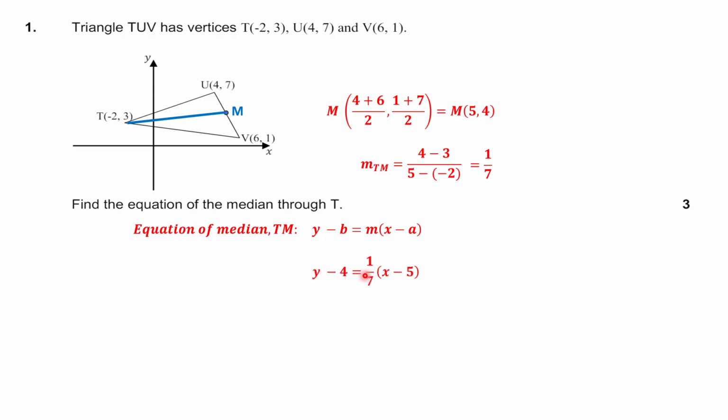We get y take away 4 is 1/7 bracket x take away 5. Multiply everything by 7 and then take away the bracket, so we get this. And then we want to write down x take away 7y plus 23 equals 0. So all I've done is I've taken all of this to that side. So we have x already, plus take away 7y, plus 28 take away 5 gives you plus 23. 3 marks for that question.